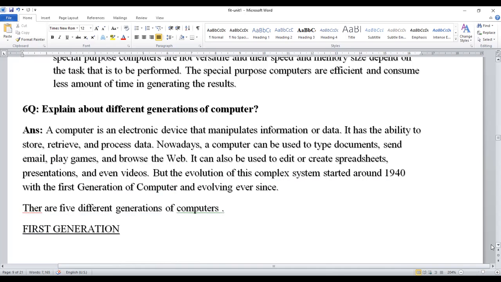Explain about different generations of computers. Okay, so there are different generations of computers: first generation, second generation, third generation, fourth generation, and fifth generation. Like that, we are having a total of 5 generations. So first, what is a generation of computer?